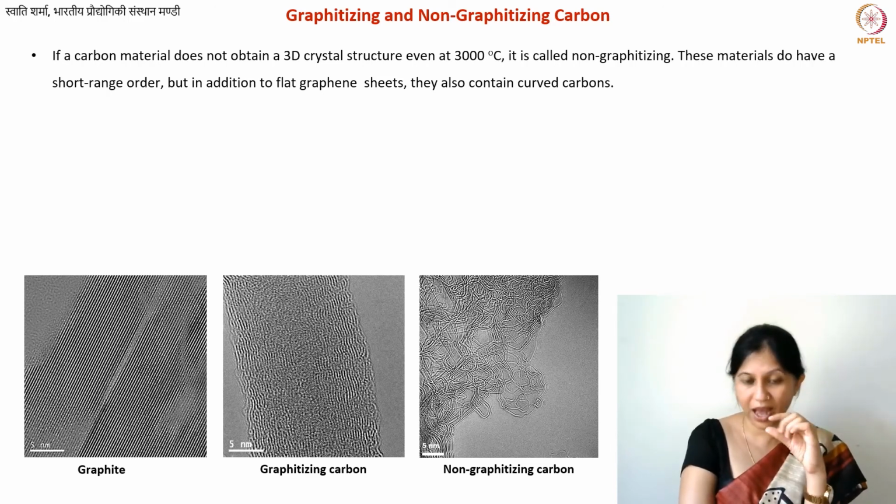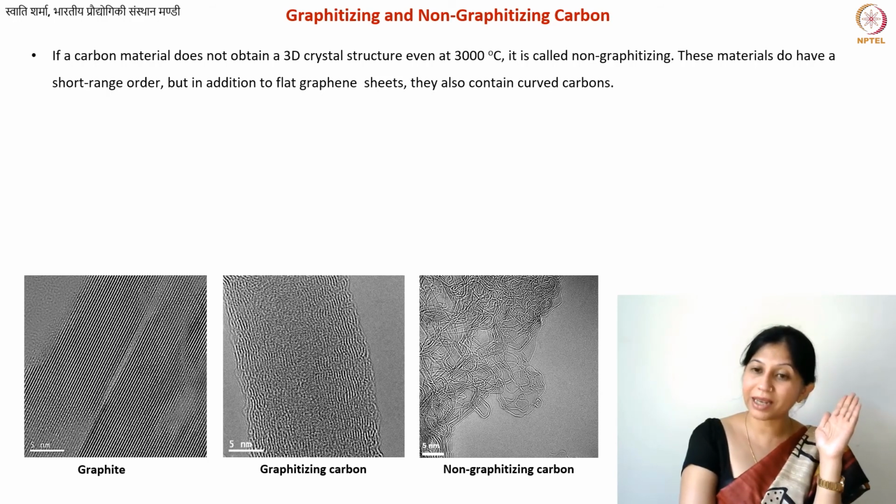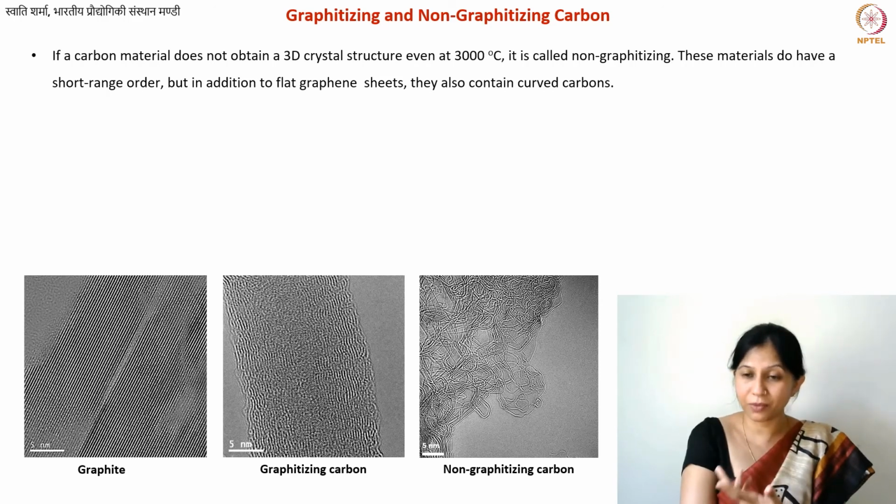In fact, as you keep on heating the material, so keep on increasing your carbonization temperature, you will also get some increase in these stack thicknesses, or the La, the crystallite size as well. But you will not get complete graphite. So the entire material will definitely gain more and more order with the temperature, but you will not get complete graphite. And that is why they are called non-graphitizing carbon.